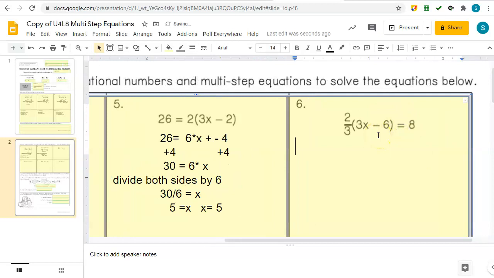We've got to distribute 2/3 times 3x. That's 2x. 2/3 times negative 6 is negative 4, so we're going to have minus 4. And that is going to equal 8. Now, we need to get rid of this multiply by 2. But we also need to get rid of this subtract 4, because we're trying to get this x term by itself. We work backwards, so we're going to get rid of that plus 4 first.